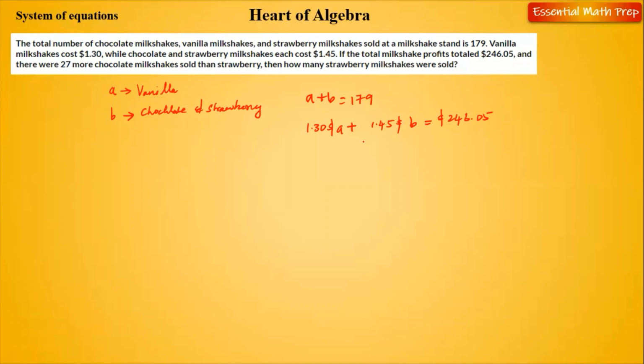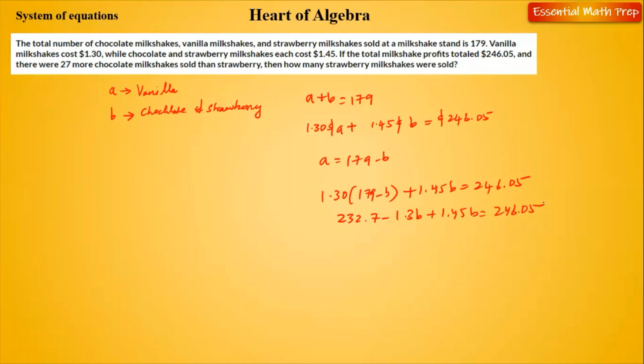Okay, let's go ahead and solve for either A or B. We can say A equals 179 minus B, right? So for convenience, let's get rid of the dollar symbol. So 1.3 times (179 minus B) plus 1.45B equals 246.05, right? This is part of the calculator section, or you can round off if it is not part of the calculator section, but I know for a fact this was part of the calculator section. So 179 times 1.3 is 232.7 minus 1.3B plus 1.45B equals 246.05.